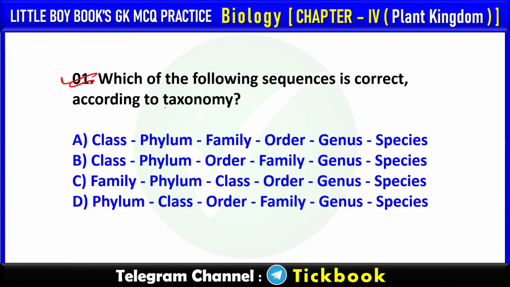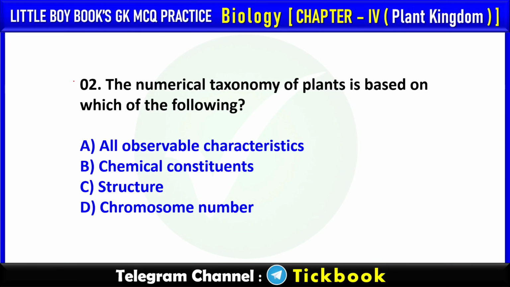Question number 1. Which of the following sequence is correct according to taxonomy? Option number D. Phylum, class, order, family, genus, species. Question number 2. The numerical taxonomy of plant is based on which of the following? Option number A. All observable characteristics.